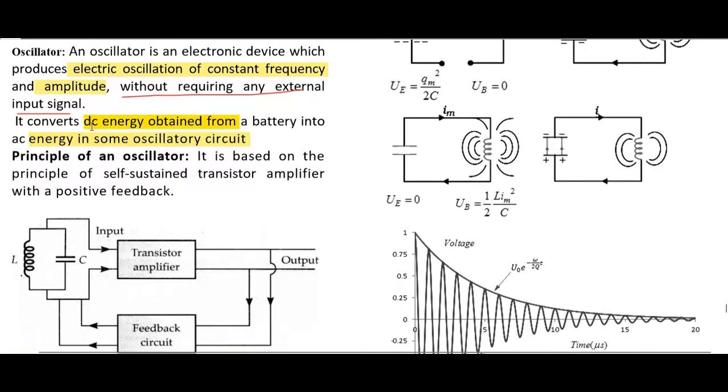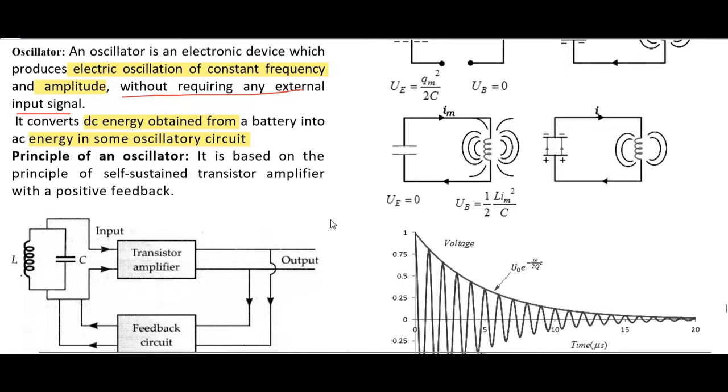Now it converts DC energy obtained from battery into some AC energy or into oscillatory energy. This is the graph that we will discuss, and this oscillatory energy will be clear from there. Or in plain language, it converts DC to AC, direct current to alternating current.